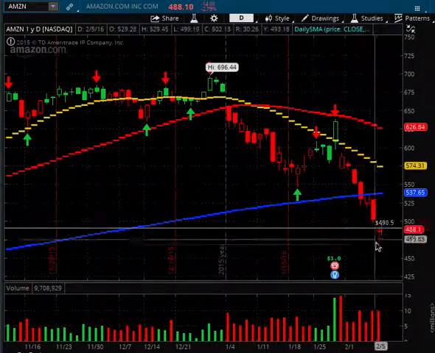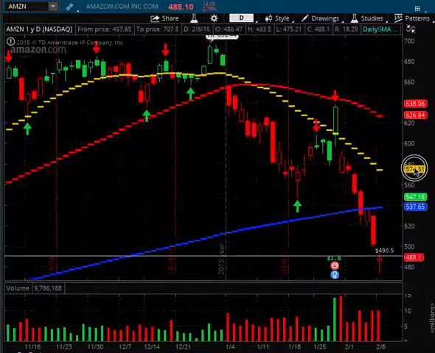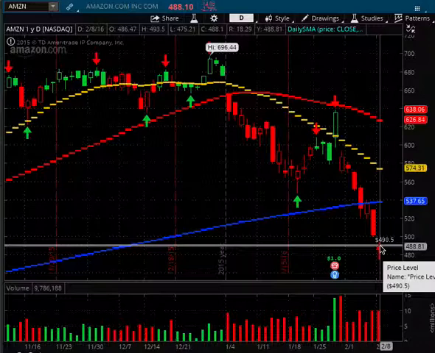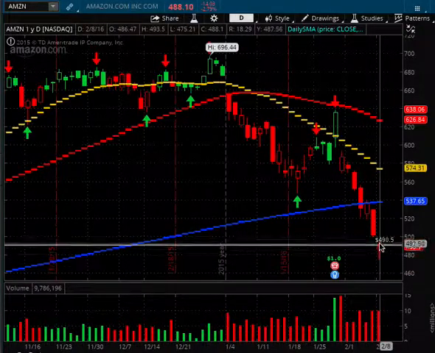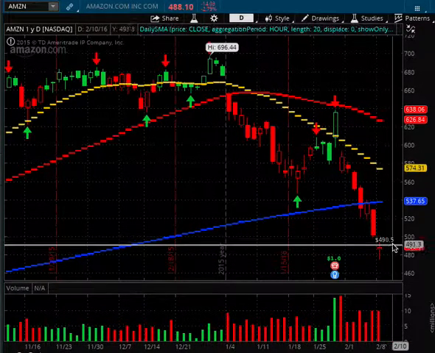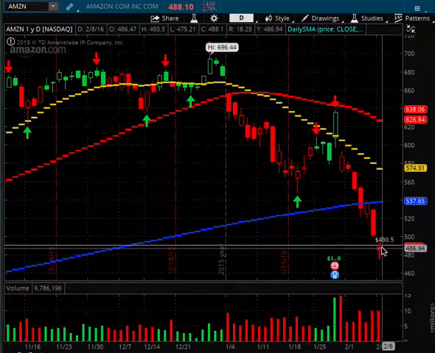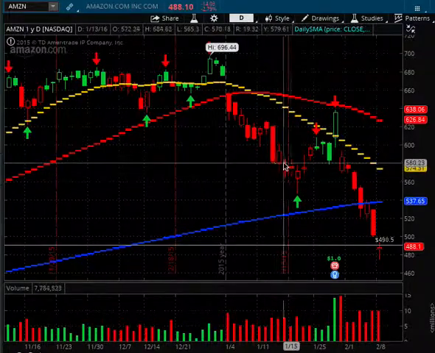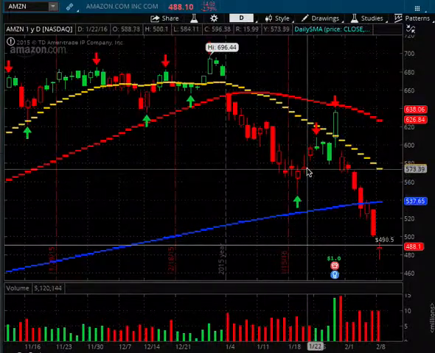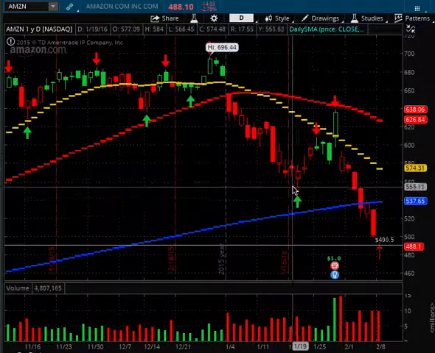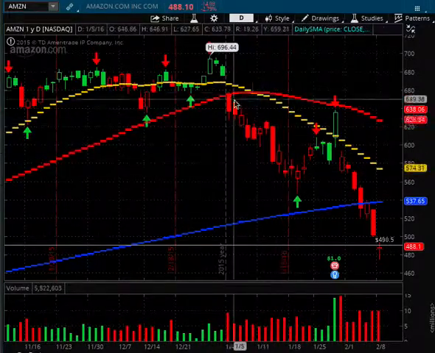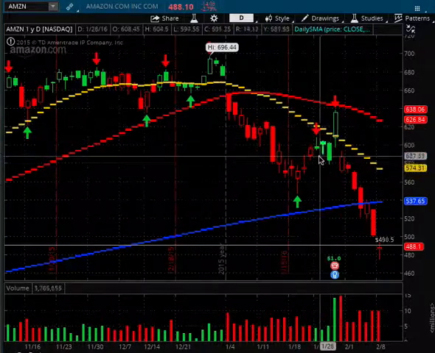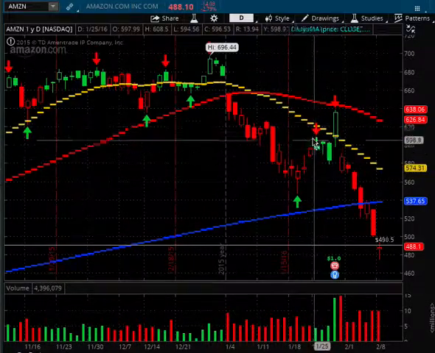What you want to look for is a hammer, and a hammer looks just like a hammer. You want the stock to push down, but you want it to close up at the very highs, and that will form a hammer. Usually when you see a hammer, like this is a hammer right here, that usually changes the direction or changes the trend. And if you notice, we were going down, we formed a hammer here. We went up. There's also reverse hammers, like that's one right there.